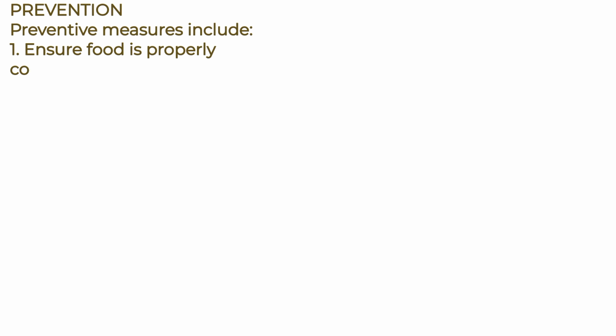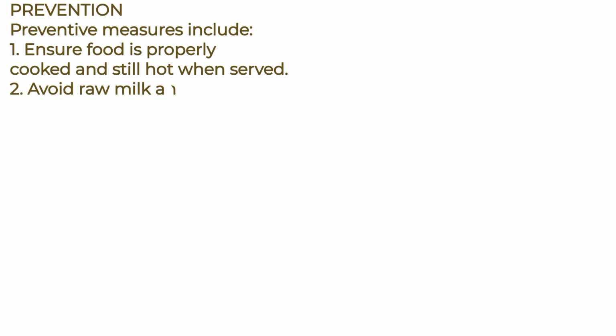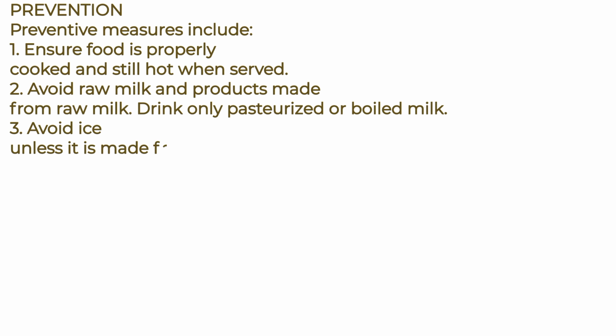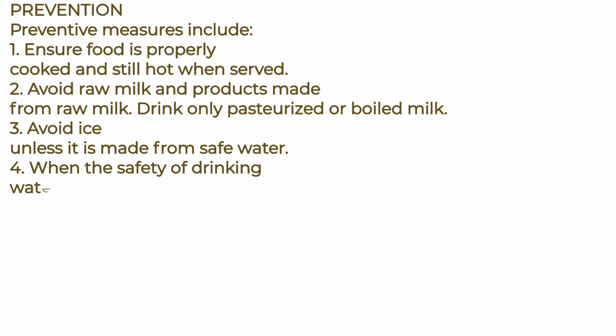Prevention. Preventive measures include: 1. Ensure food is properly cooked and still hot when served. 2. Avoid raw milk and products made from raw milk. Drink only pasteurized or boiled milk. 3. Avoid ice, unless it is made from safe water. 4. When the safety of drinking water is questionable, boil it.